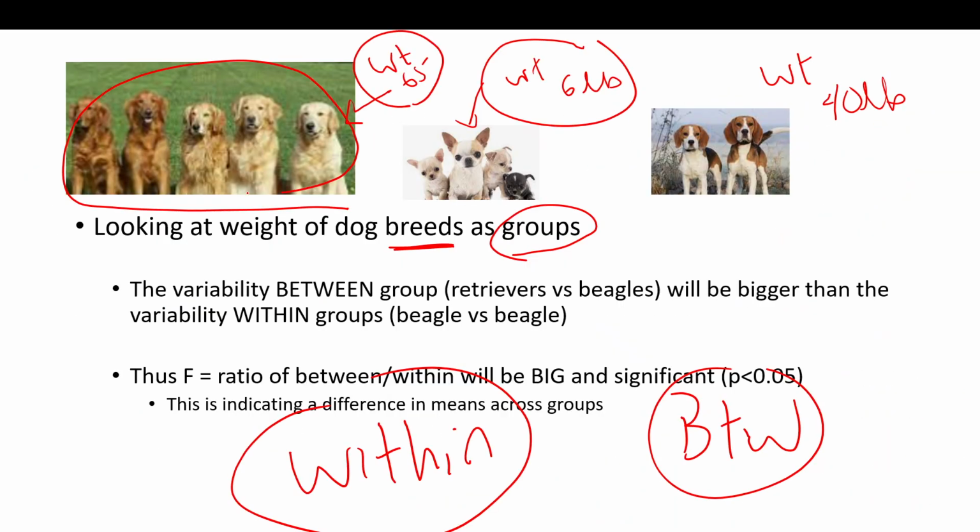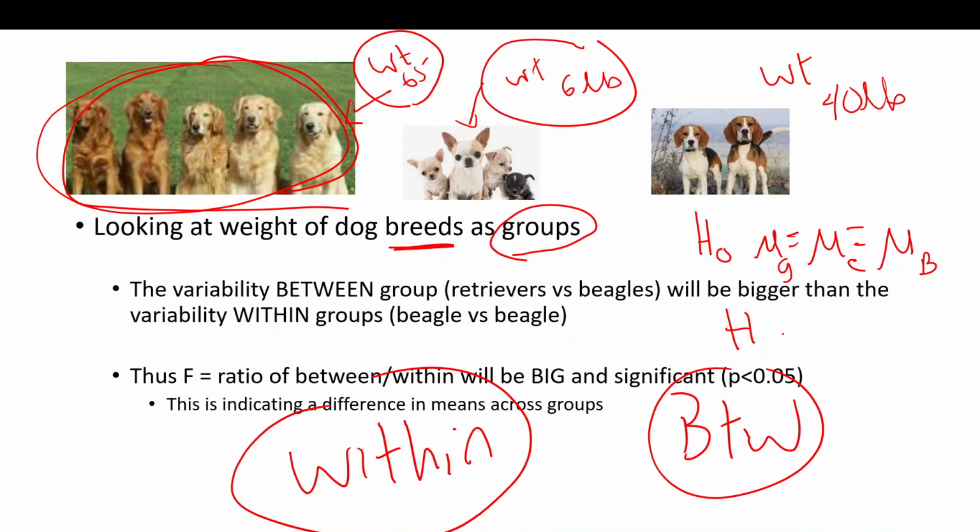So for dogs, there's not going to be a lot of variability within the groups, but there's going to be a lot of variability between. If the null hypothesis were that there's no difference between mean weights of dogs, Goldens, Chihuahuas, Beagles, the alt is just that there's any difference. We're not talking about any specific difference, just a difference across the board.